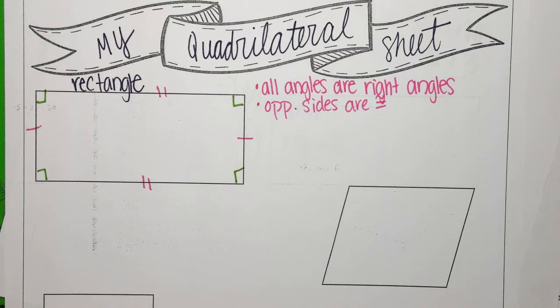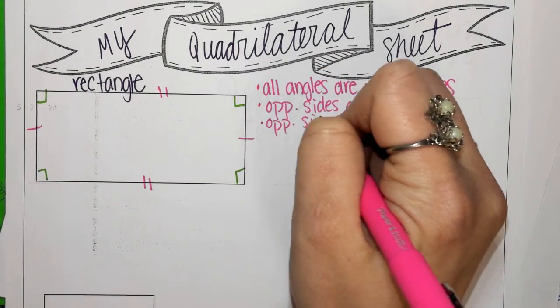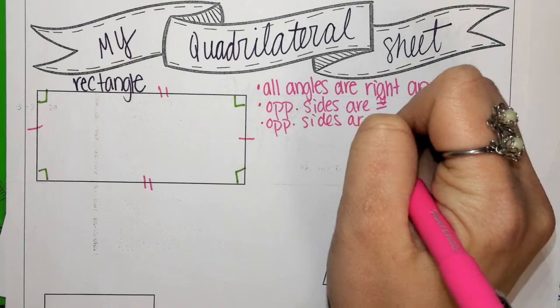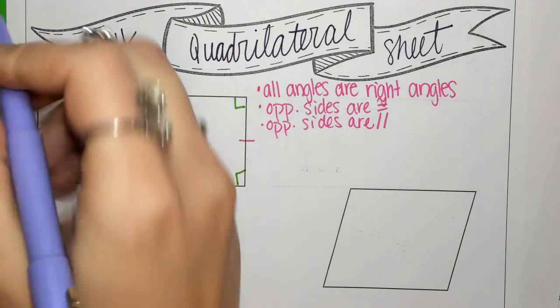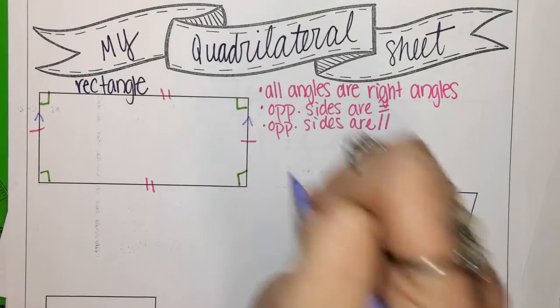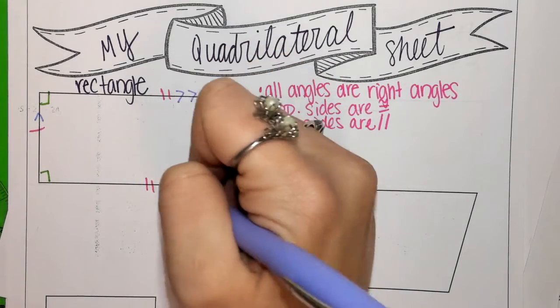Alright, Slytherin, tell me something else you know. Opposite sides are parallel. Good. Take a point. We already said that. What mark do we put if opposite sides are parallel? The arrows. Good. We're going to put one arrow on left and right. So how many do we put on top and bottom? Two. Good.